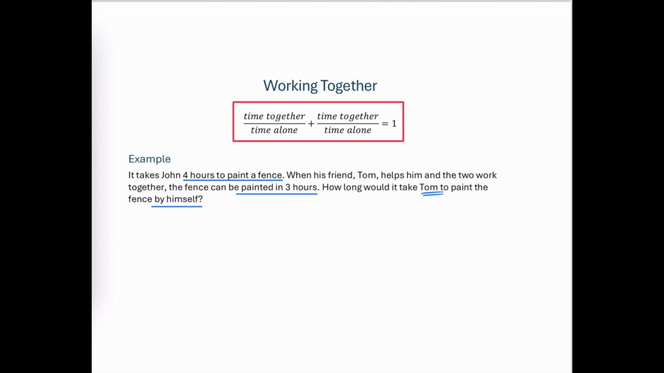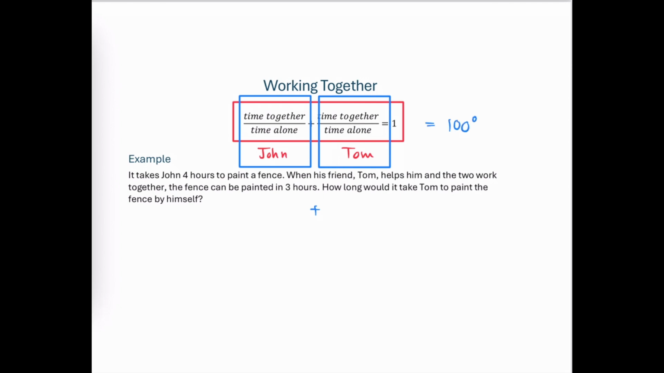One way to tackle a working together problem is to use this template. Essentially, we're going to create two fractions, one for John and one for Tom. One fraction represents the fraction of the job that John does. The other fraction represents the fraction of the job that Tom does. And when we add these two fractions together, we get 100% of the completed job. 100% converted to a decimal is just the value 1.